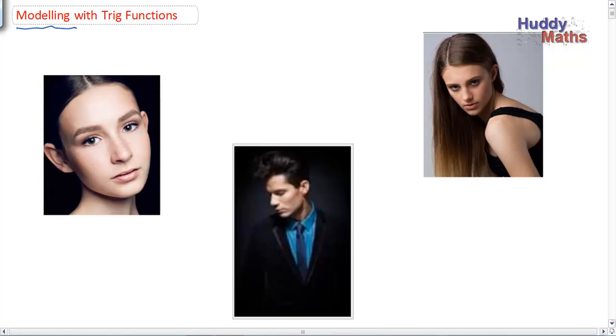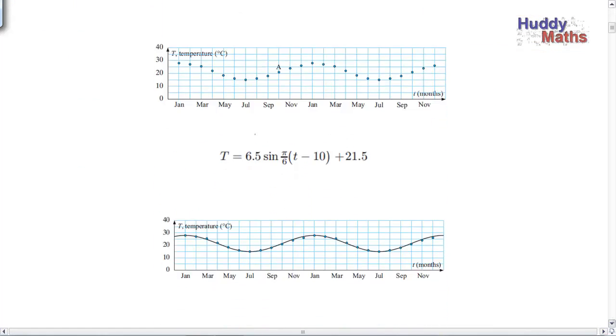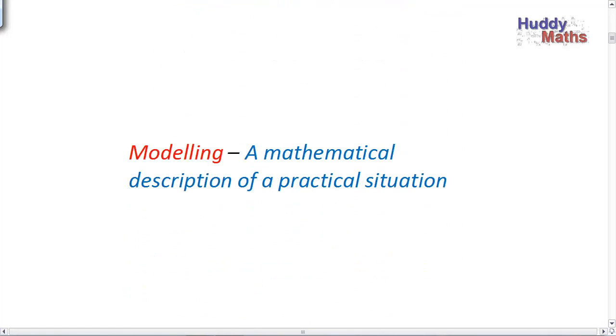Let's go down and let's look at modelling with trig functions. And I think this couple of diagrams and a formula says it all. If we, for example, had a plot of data that looked like this, and we saw that there was like a sine curve happening there, maybe we could work out a formula for it and then draw a graph. So that's the idea of mathematical modelling. And we're going to have a look at some examples now, and it's quite an exciting and useful area of mathematics. So let's have a look.